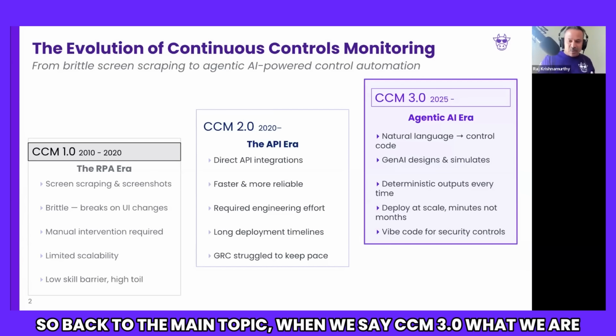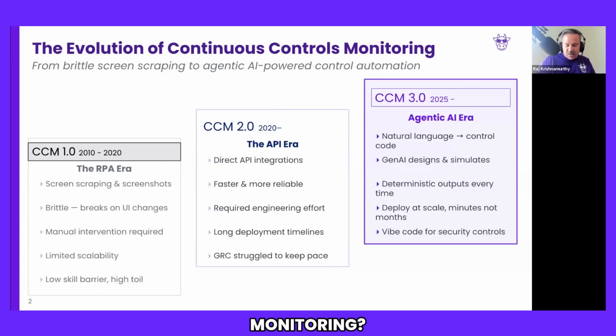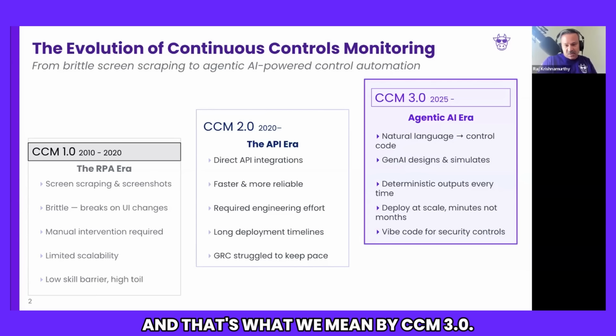So back to the main topic: when we say CCM 3.0, what we are basically saying is, how do we do continuous controls monitoring? How do we re-envision what governance, risk, and compliance is for this agentic era? And that's what we mean by CCM 3.0.